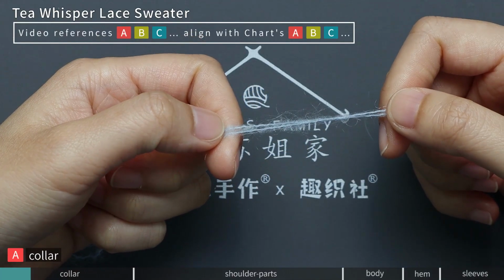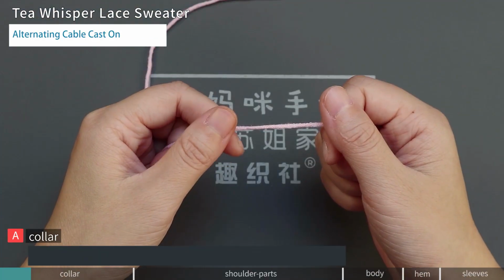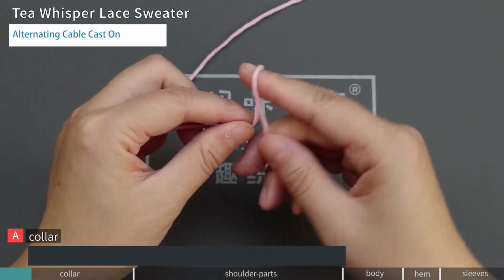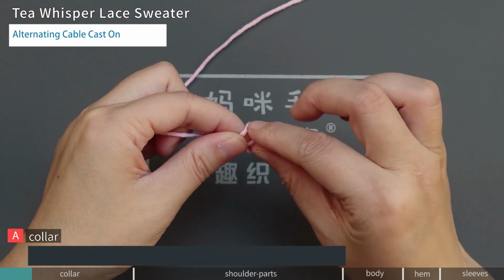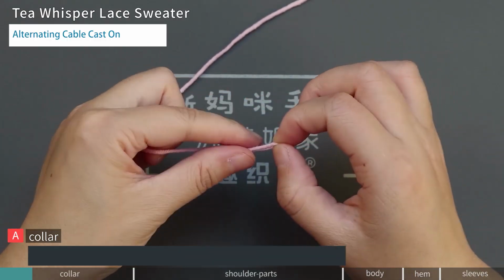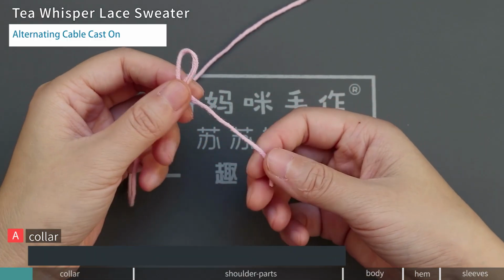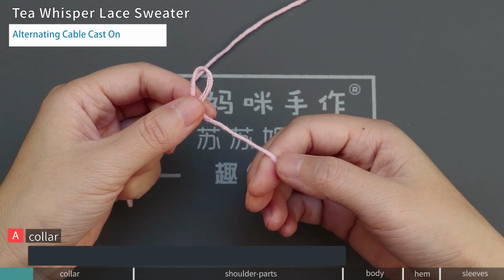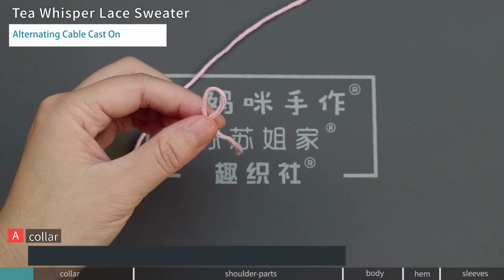Next, I will demonstrate the casting on method. First, take out the corresponding yarn. Make a slip knot with the yarn. Unless there are special circumstances, start by leaving about 10 centimeters. This makes it easier to weave in the ends later.